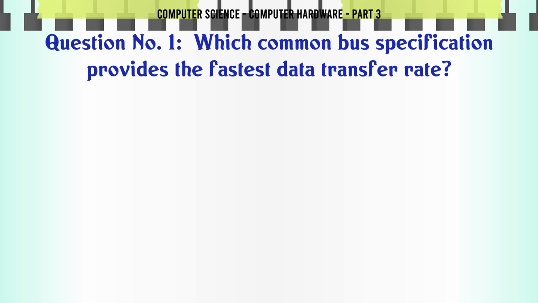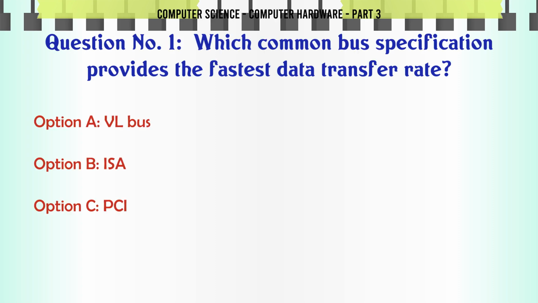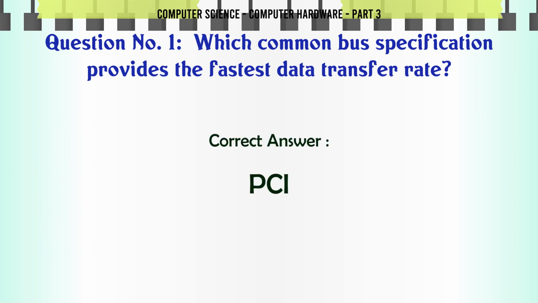Which common bus specification provides the fastest data transfer rate? A. VL bus. B. ISA. C. PCI. D. All of the above. The correct answer is PCI.